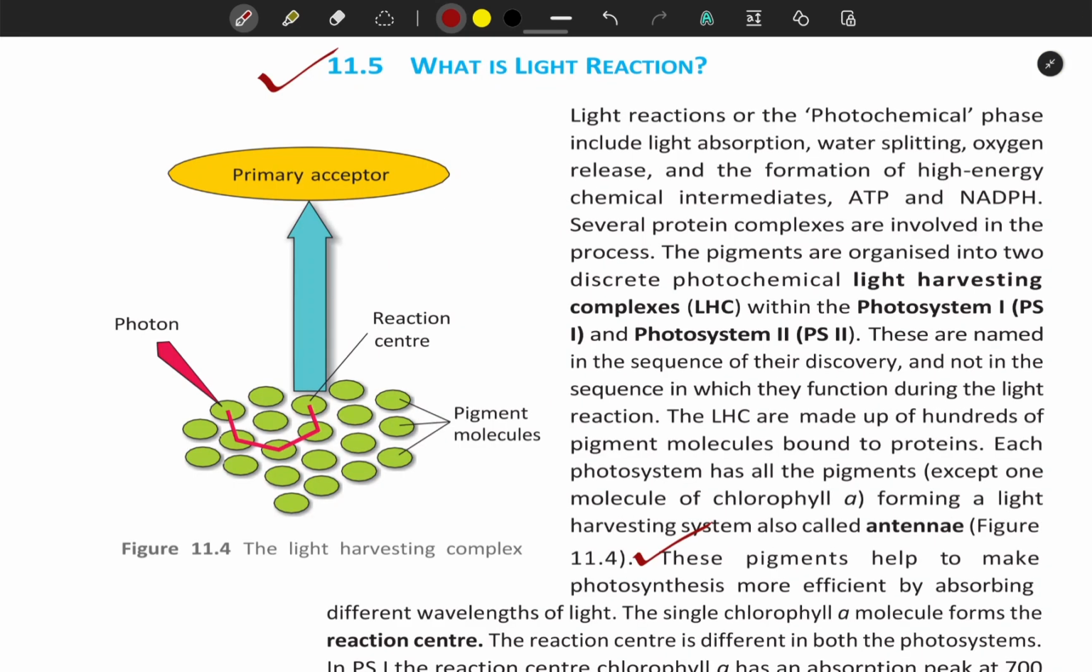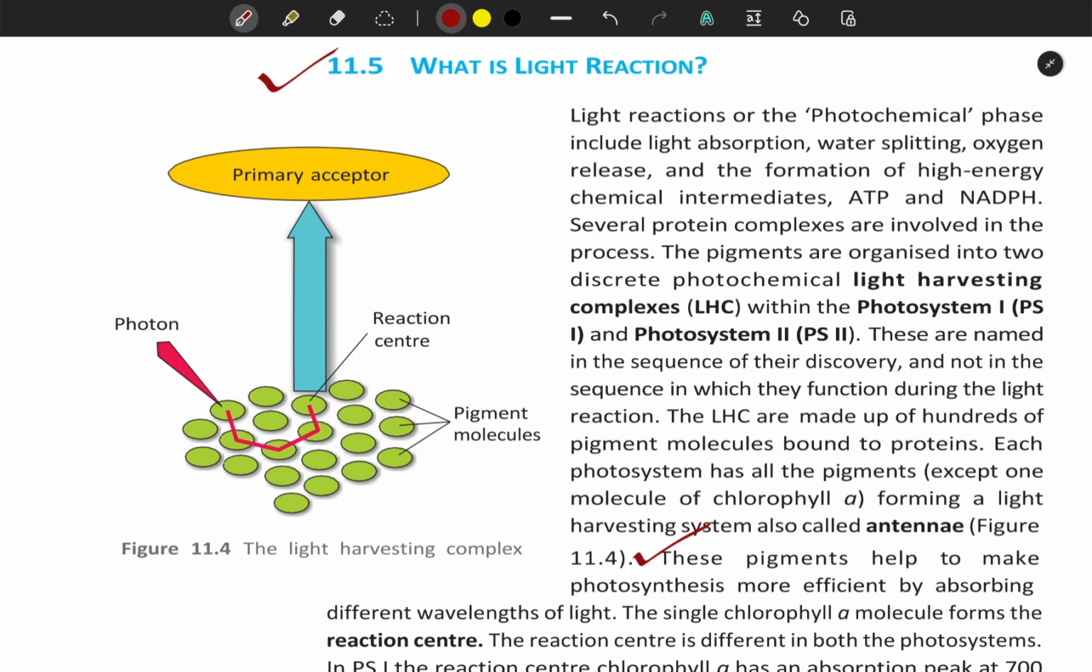11.5 What is light reaction? Light reactions or the photochemical phase include light absorption, water splitting, oxygen release and the formation of high-energy chemical intermediates, ATP and NADPH. Several protein complexes are involved in the process.